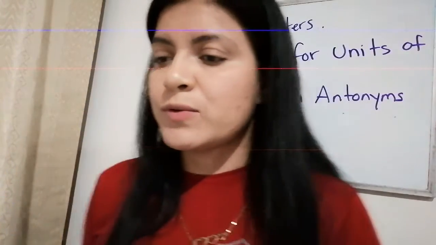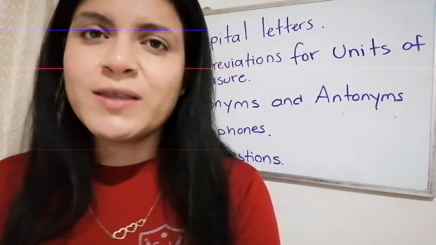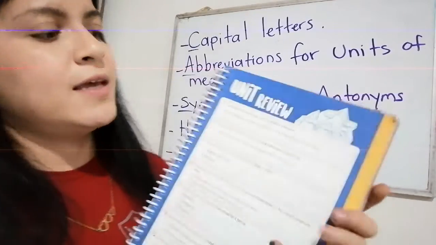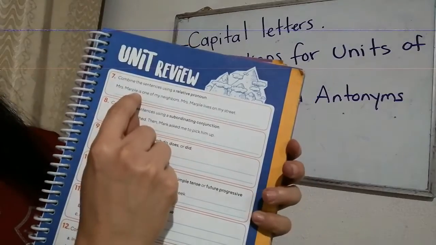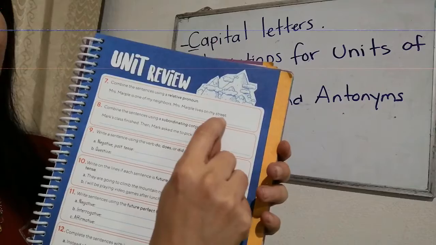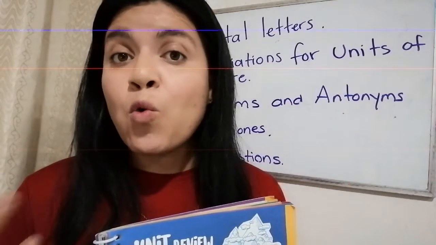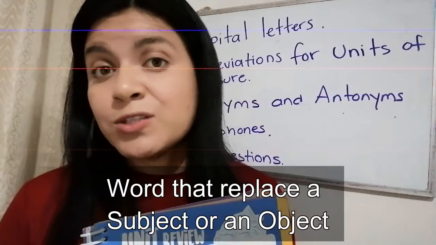Relative pronouns. Do you remember the relative pronouns, guys? Let's read the example that is right here. It says, Mr. Marple is one of the neighbors. Mr. Marple lives off my street. Now, a relative pronoun is a word that replaces a subject or an object.